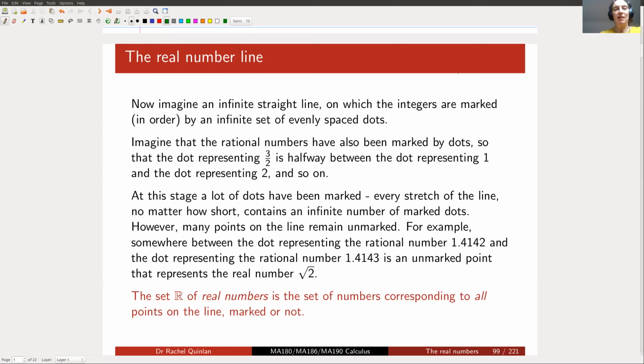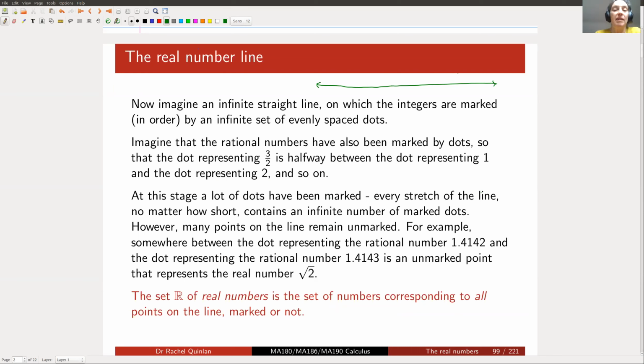So supposing now that we give ourselves back the old number line. So here it is again. And we suppose that the integers are marked there, obviously in order from left to right, like evenly spaced dots, and we suppose that all the rational numbers are marked as well. So there are loads and loads of marks corresponding to rational numbers. And so at this point, lots of dots have been marked, and every little part of the line is filled up with marks representing rational numbers.